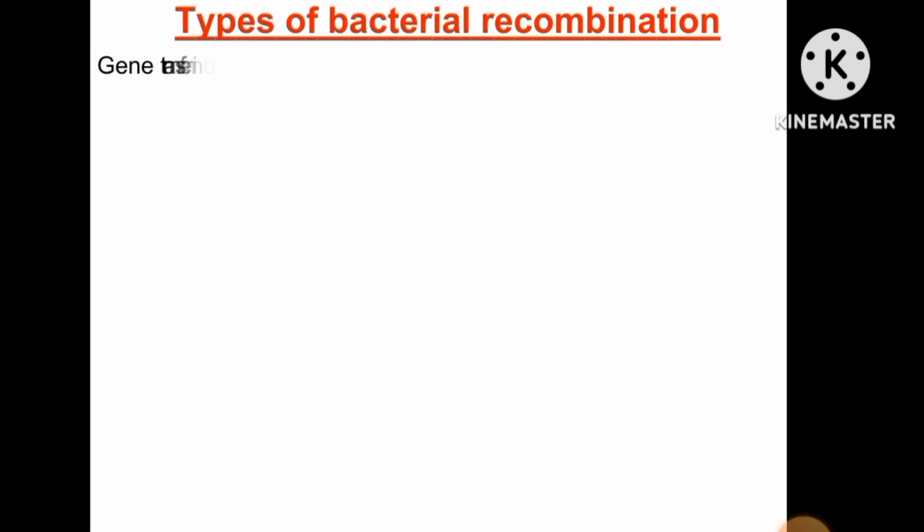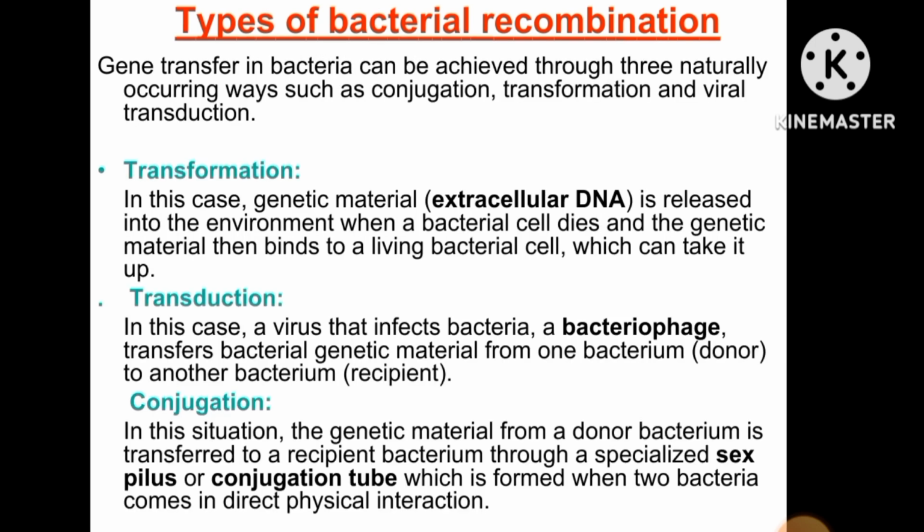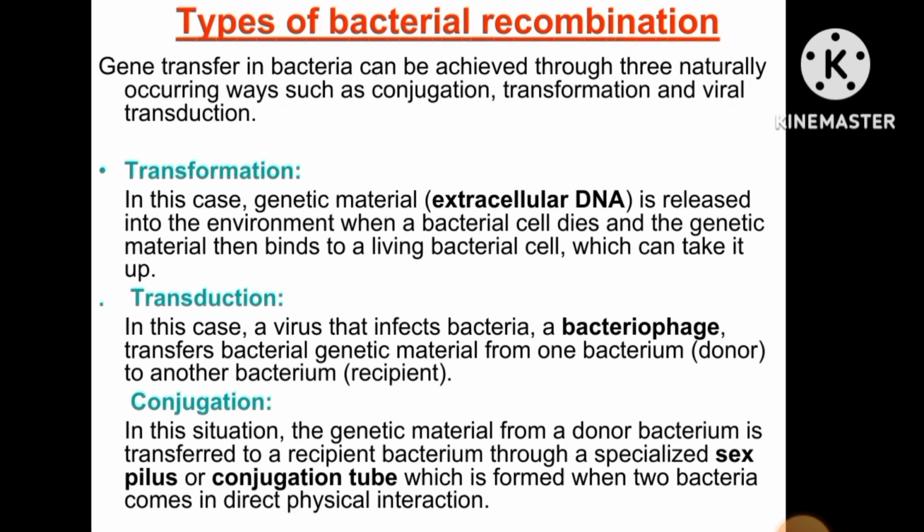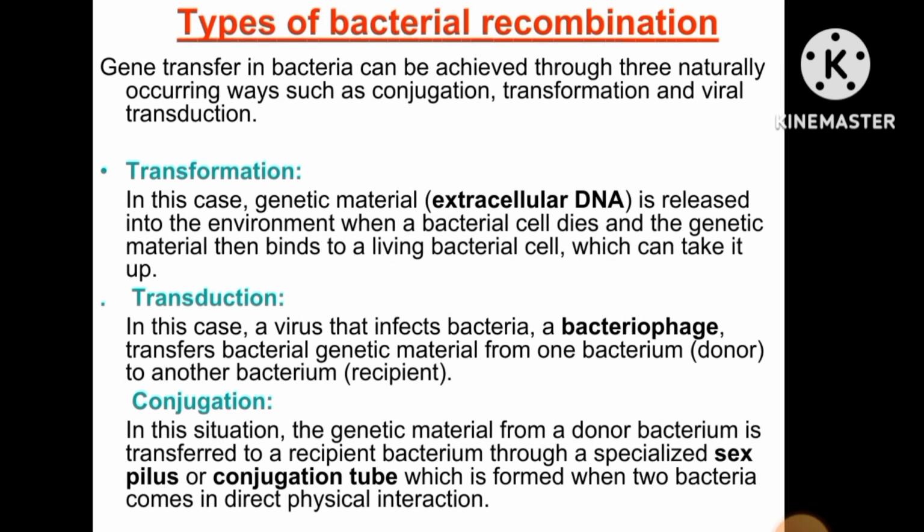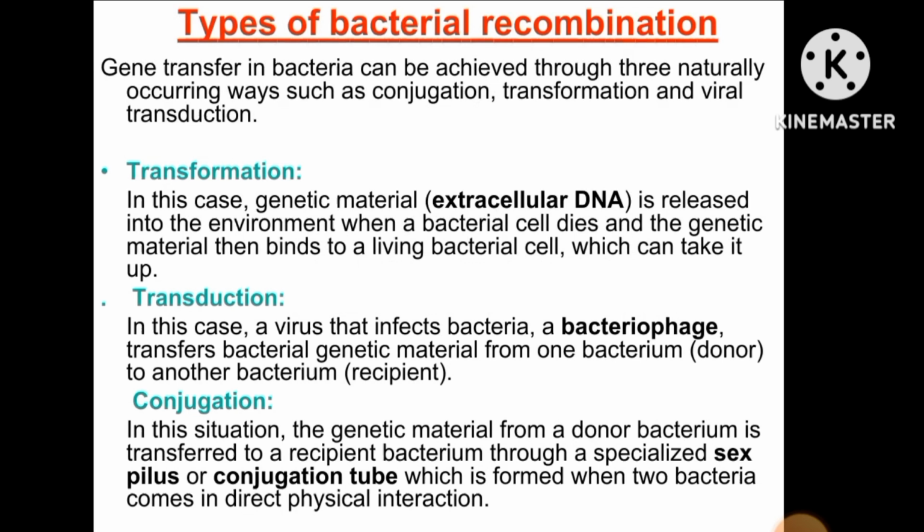Now come to the types of bacterial recombination. The earlier ones are also types of bacterial recombination, but this classification is on the basis of the transfer, how the transfer of genetic material occurs. These are the three ways by which the transfer of genetic material occurs in microorganisms. The first one is transformation, in which the DNA fragment, the exogenote or donor DNA fragment, is present naked in the environment and is taken up by the recipient bacteria.